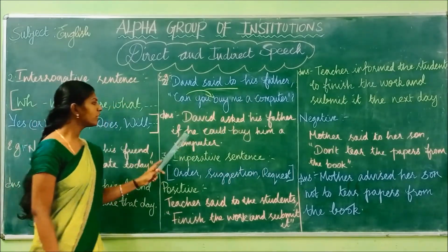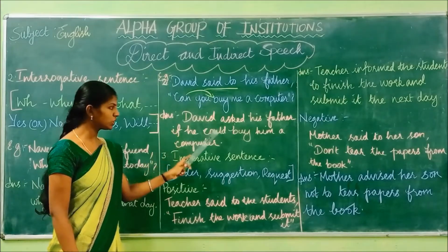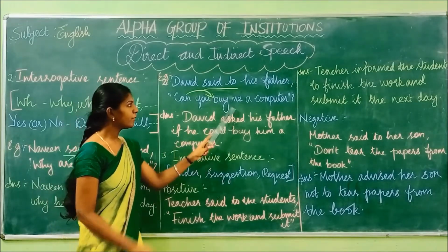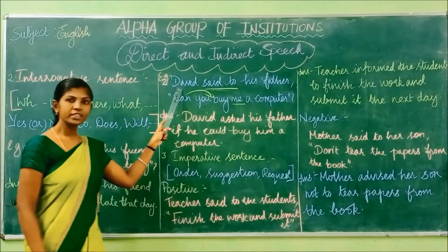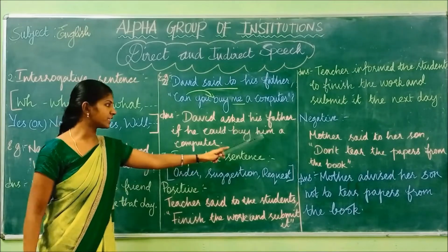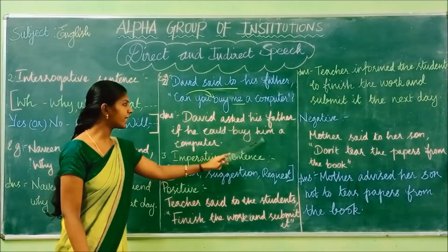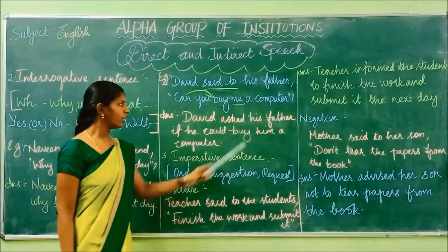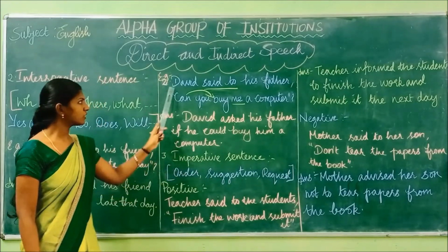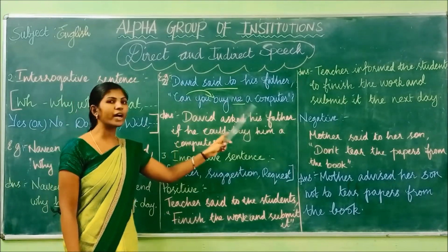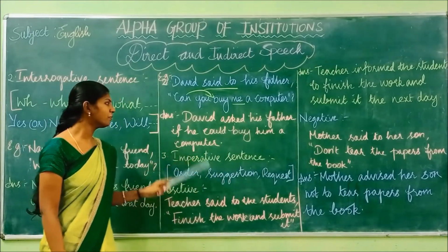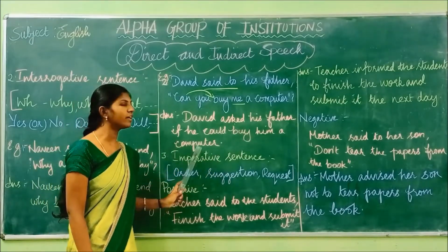His father. So if he, can is changed to could. Can is changed to could. If he could buy me. This me refers to David. He is a boy. So we are writing him. If he could buy him a computer. That's all. We don't use question marks here because we have changed it as a sentence. So David said to his father, can you buy me a computer? So when we change it, David asked his father if he could buy him a computer.